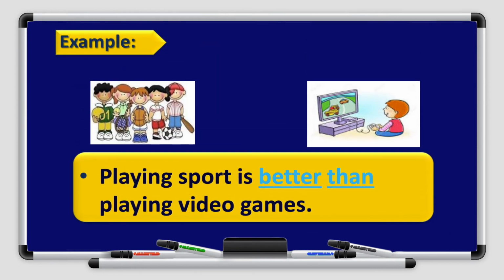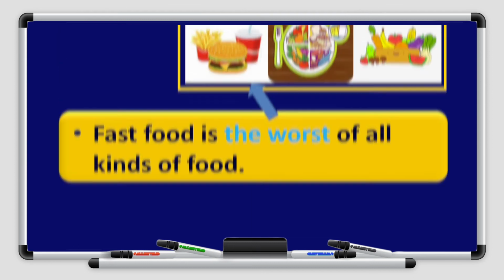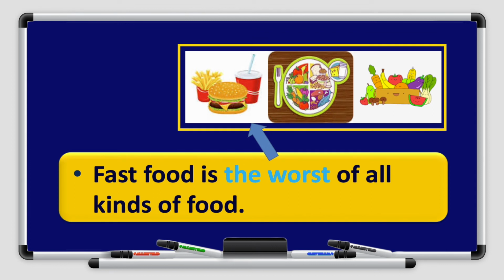All right, boys and girls, let's take a look at those pictures. Let's see here. Playing sport is better than playing video games. We have the rule here for irregular comparative adjectives. We have the verb is, better. This is the irregular adjective plus than plus the rest of the sentence. So we used here the word better instead of good. Playing sport is better than playing video games. Excellent, boys and girls.